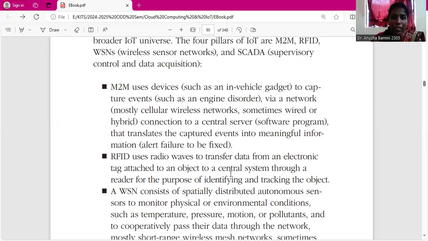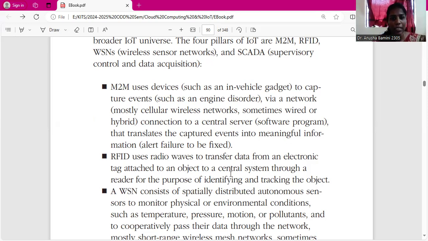Then the second one is RFID. You know this: radio waves transfer data from the electronic tag which is attached to an object. It will read and track where the particular object is, or to read the detailed information about the object, we can use this RFID tag. So this is the second pillar of IoT.